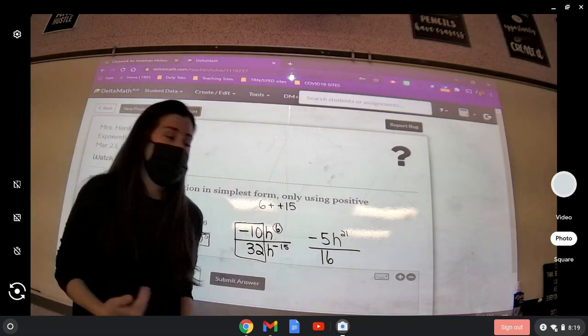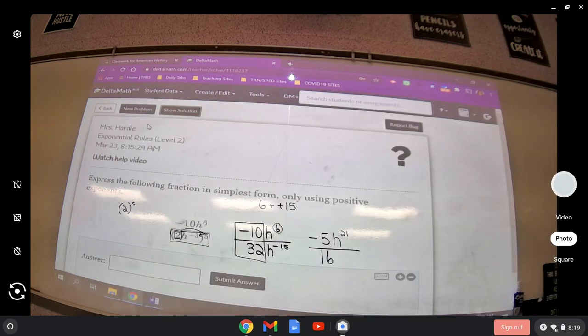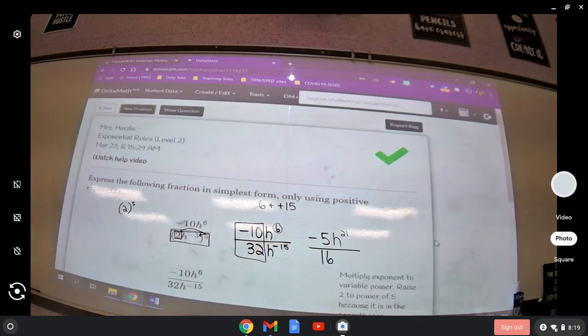And that's how I do these problems. All right, type your answer in, and you're good to go. Negative 5h to the 21st, the negative might stay out in front. It's perfectly fine, guys. Don't worry. Over 16. And you're good to go.